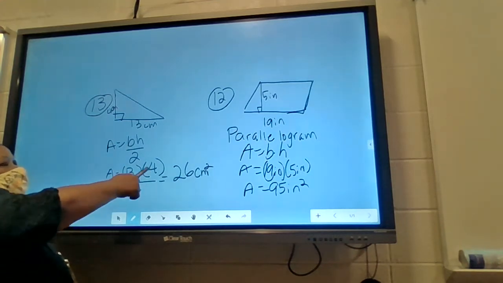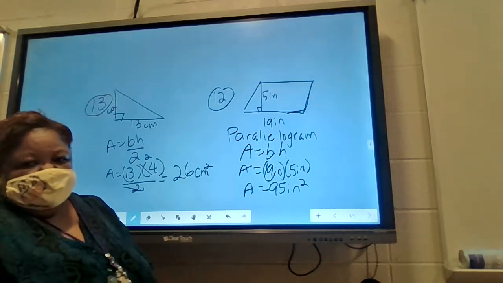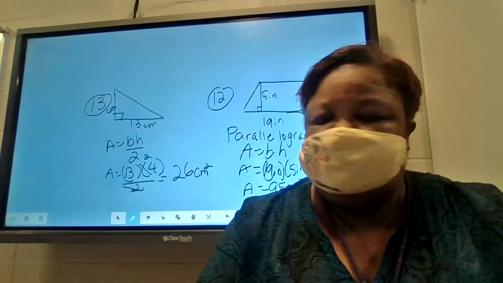Simplify before you multiply. 2 goes in the 4 2 times. 13 times 2 is 26. Or you can do 13 times 4 and then divide by 2 on your calculator.